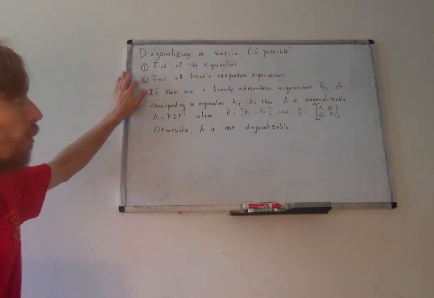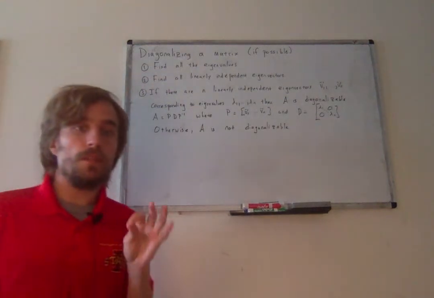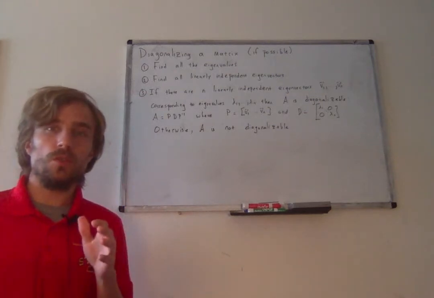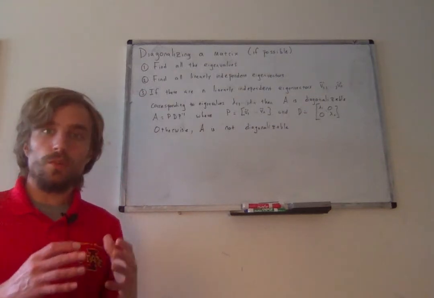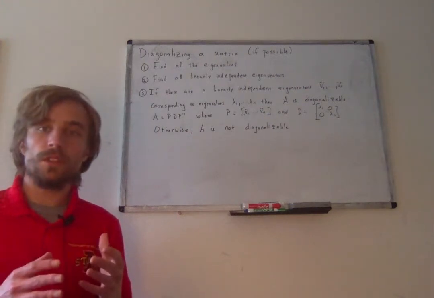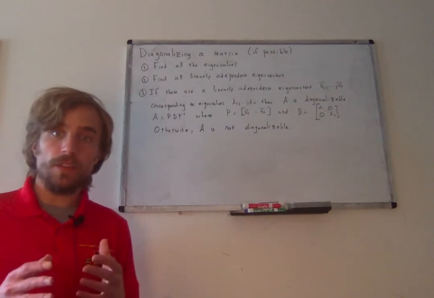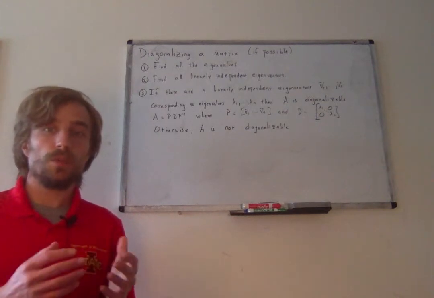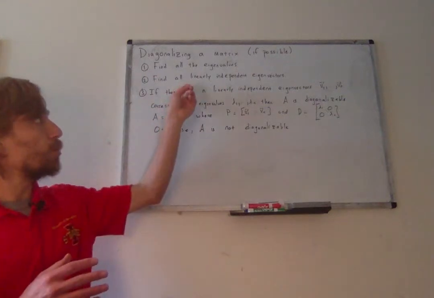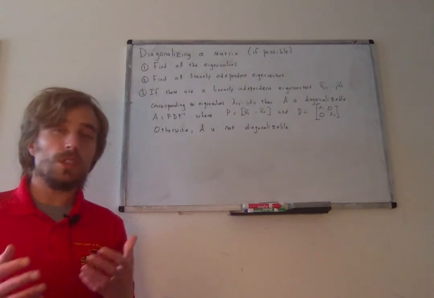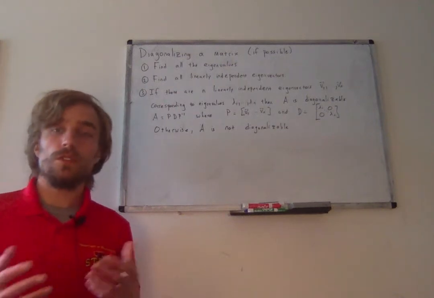Next, you find all possible linearly independent eigenvectors. We'll see some examples where step 2 is a little more involved than it might initially seem. Remember, each distinct eigenvalue has at least one linearly independent eigenvector corresponding to it. Sometimes this process just amounts to finding one eigenvector for each eigenvalue, but sometimes you have to find multiple eigenvectors for a single eigenvalue.